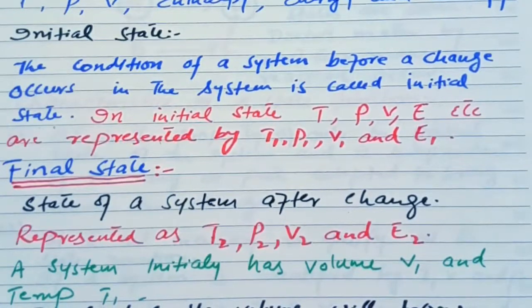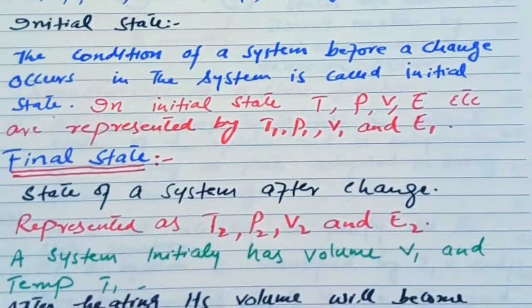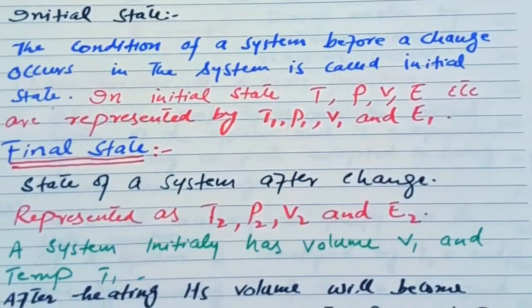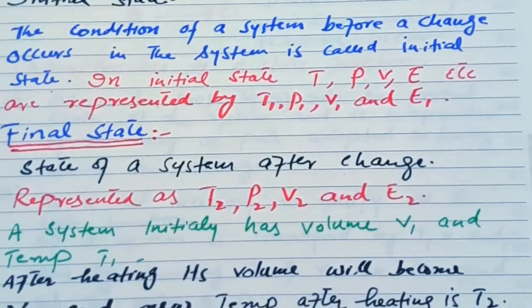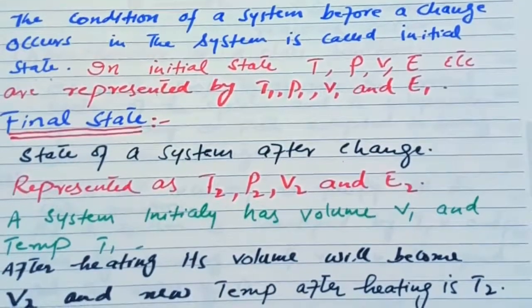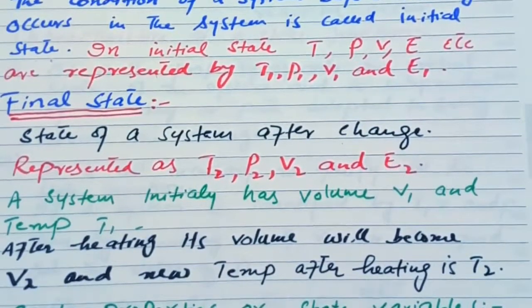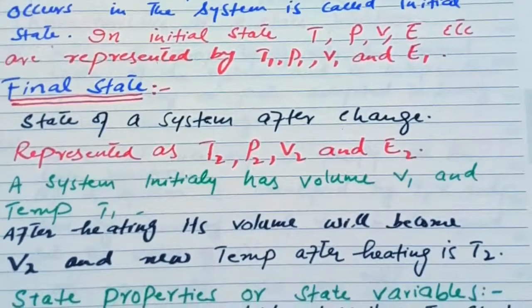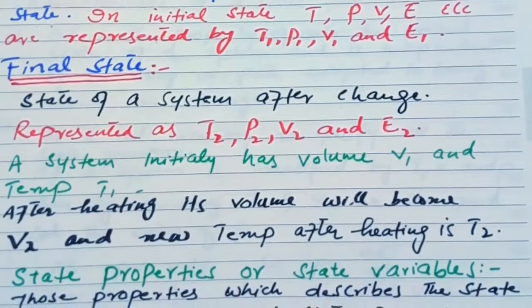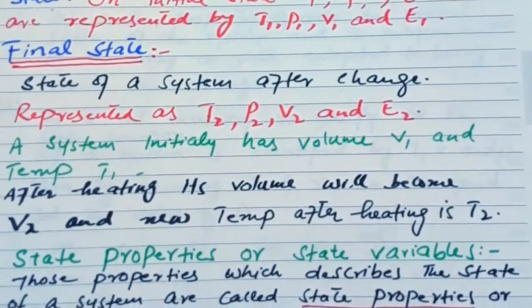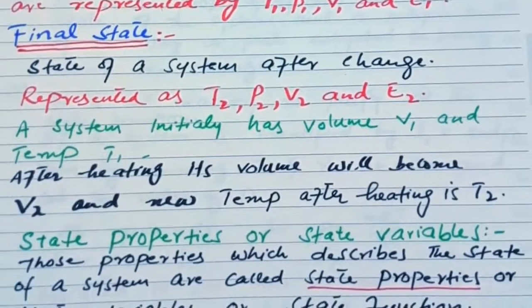Final state is the state of a system after some change, and in these cases the temperature, pressure, volume and energy are represented by T2, P2, V2 and E2. A system initially has volume V1 and temperature T1. After heating, its volume will become V2 and a new temperature after heating is T2.